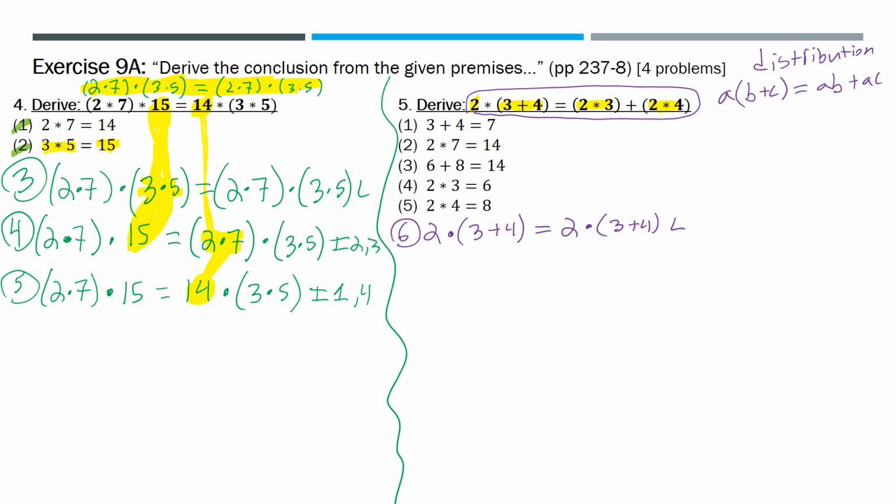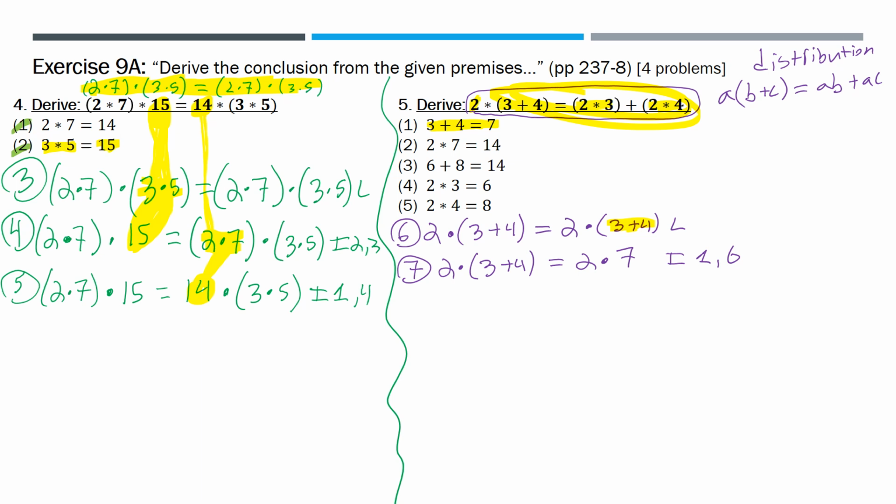And now we can do the identities. Because notice, what's this 3 plus 4? Well, according to line 1, it's a 7. We can work through all these identities, boom, boom, boom, boom, boom, and we will end up at our desired conclusion. So for line 7, 2 times the quantity 3 plus 4 is equal to 2 times the quantity 7 by the identity, lines 1 and 6.